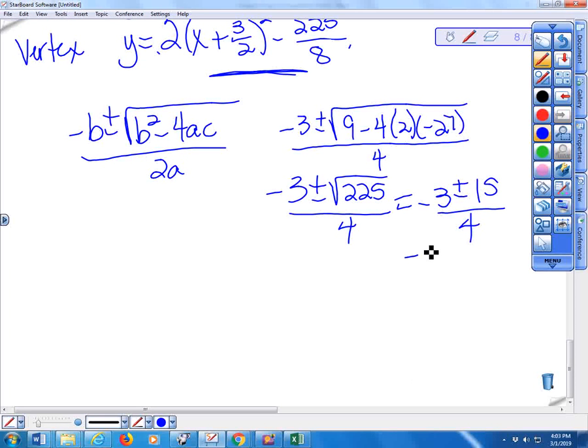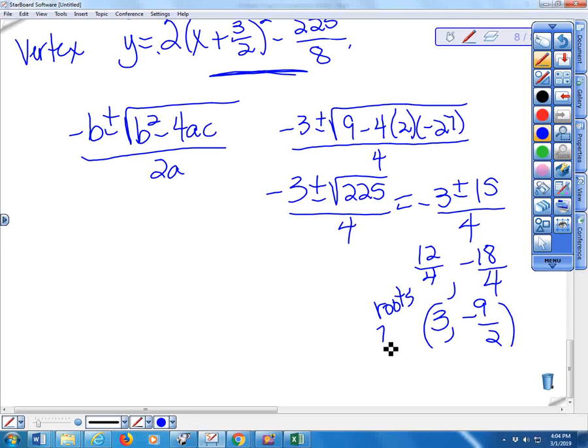Simplified, negative 3 plus 15 is 12 over 4. Negative 3 minus 15 is negative 18 over 4. Simplified there, I have zeros of 3 and negative 9 halves. So these are my roots, or zeros, or intercepts. All mean the same thing. They are the x-intercepts, but we call them roots, zeros, or intercepts. If someone asks you what the root is, all you're doing is finding the x-intercept by setting your equation equal to 0.